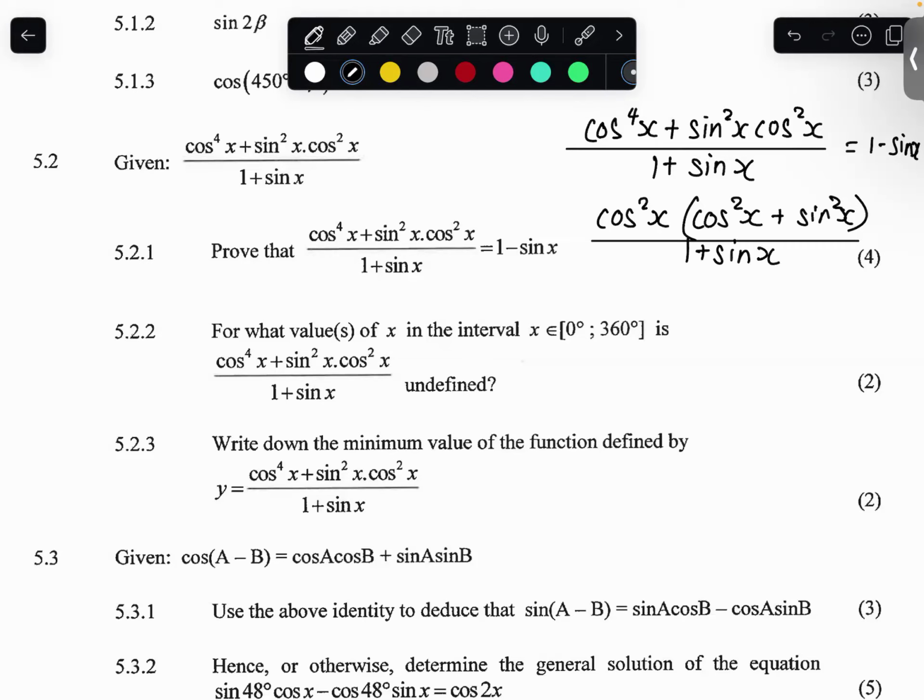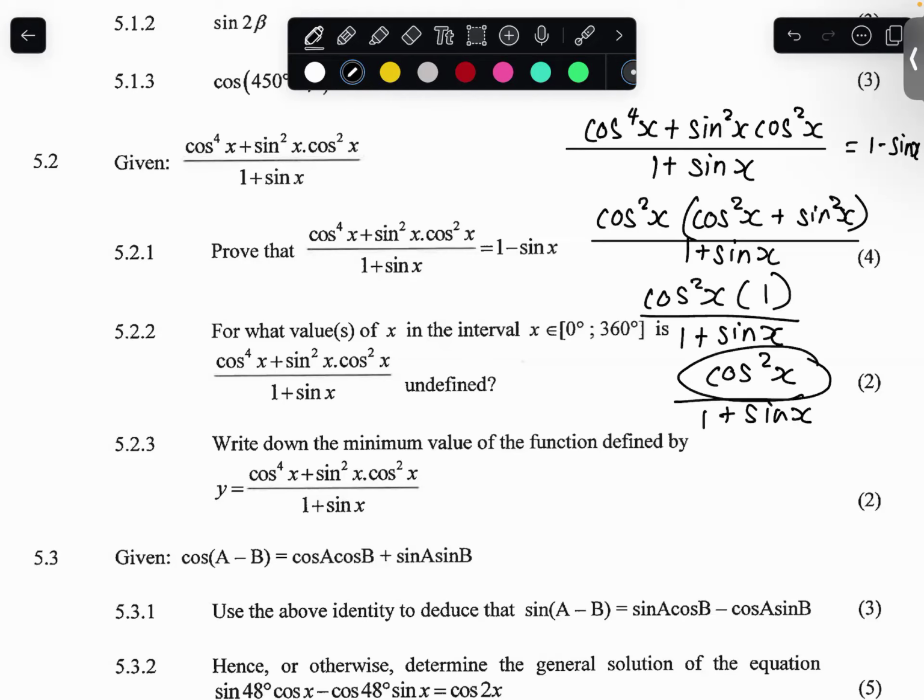Remember, to prove an identity, you only work with one side, make it look like the other, right? Okay. In this bracket, this is a grade 11 identity. Sine squared plus cos squared or cos squared plus sine squared is equal to 1 numerically. So we have cos squared x, show the 1. This is all over 1 plus sine x. Cos squared x times 1, anything times 1 is the same thing. So it's just a cos squared x all over 1 plus sine x.